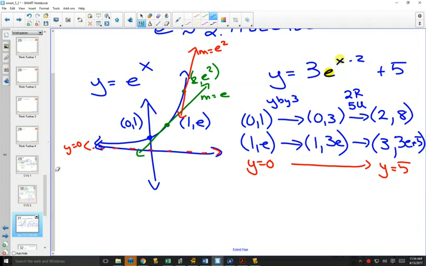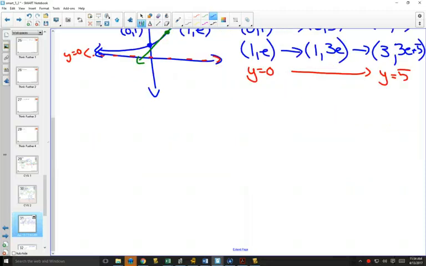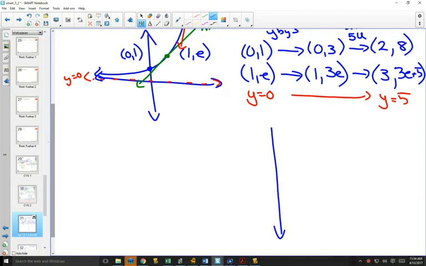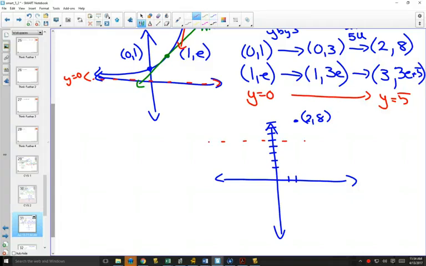So they're a little bit messier because you're kind of dealing with a variable. You're keeping that e in there. And then when you go to graph it, it's a little bit messier just because (2, 8) is easy to label, no problem. (3, 3e plus 5), a little bit harder to label. I should also put in my asymptote, y equals 5.